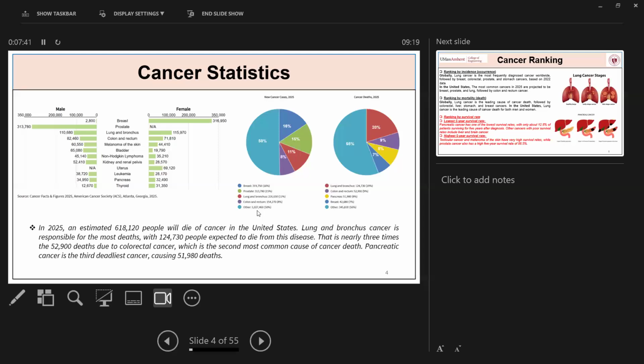So I want to state a fact: when I started working on pancreatic cancer, about 2 years before, it was the fifth or sixth deadliest cancer. Imagine, in a period of 12 months, it has become the third deadliest cancer. Then you can realize how fast it's spreading.